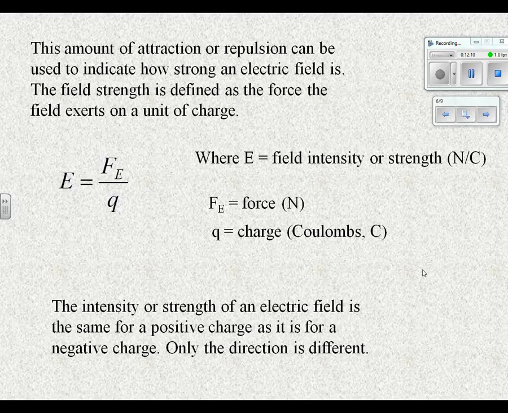Now, this always comes up. The intensity or strength of an electric field is the same for a positive charge as it is for a negative charge. Only the direction is different. So if I have an object with a charge of plus 5 coulombs, same field strength as if it were minus 5 coulombs. My goodness, that is an excellent true or false question. It's the same. Right? Only the direction differs.